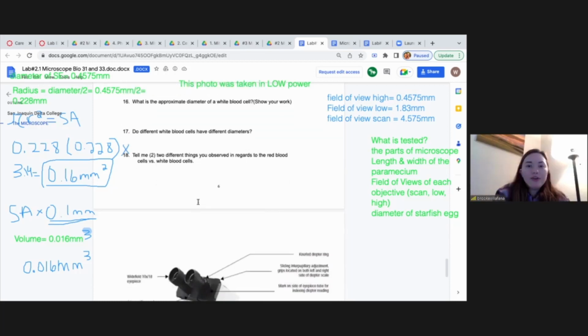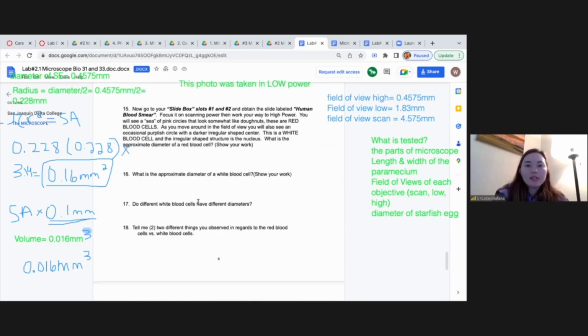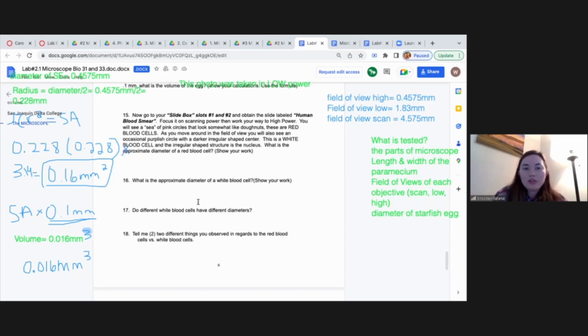Okay, 15, 16, 17, and 18. This is our last question of the packet. I know this has been a lot to explain. Hopefully it's going to save you time. If not, you're getting the answers to most of the stuff as we go through it. This is asking you about blood, about the diameter of the white blood cell and the red blood cell. They have almost the same diameter. The white blood cell is a tiny bit bigger.